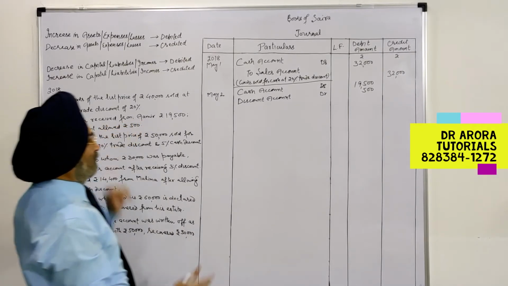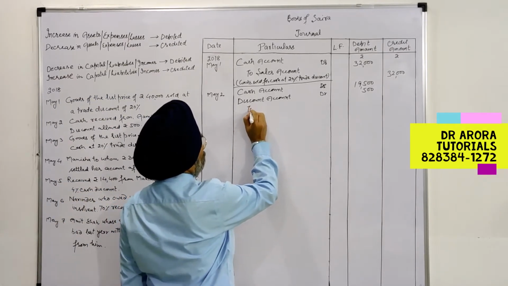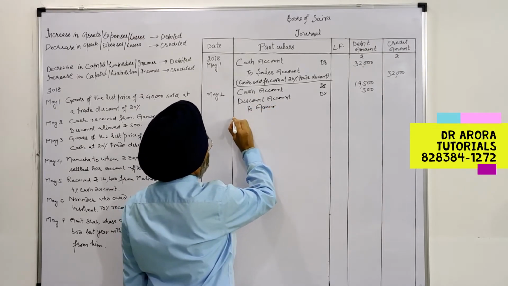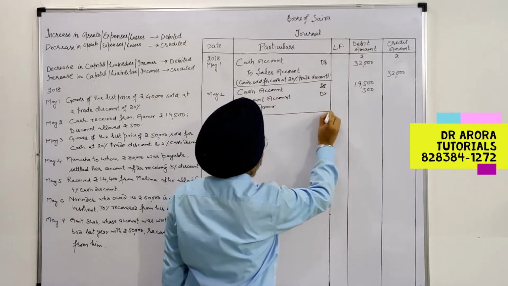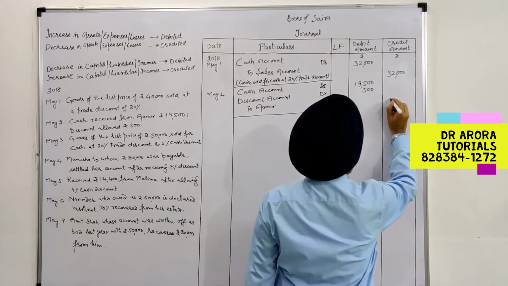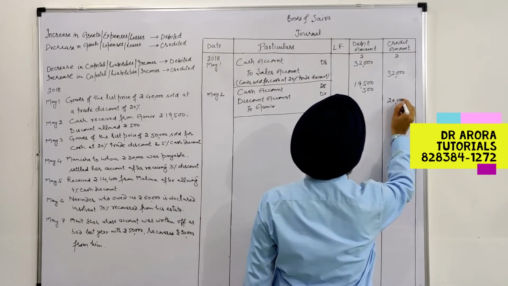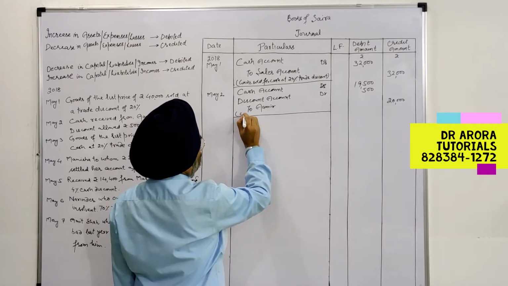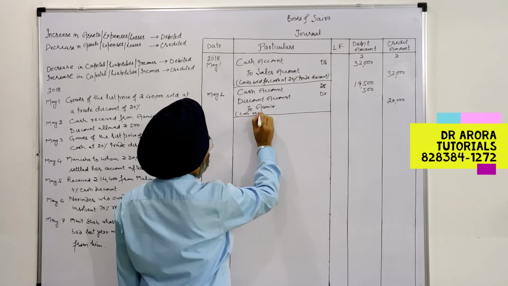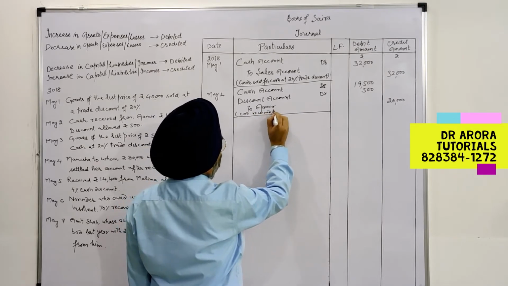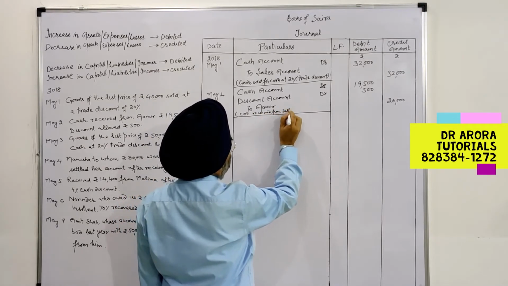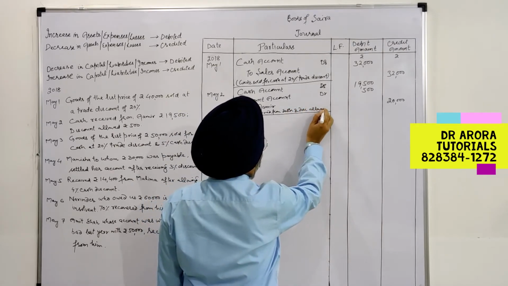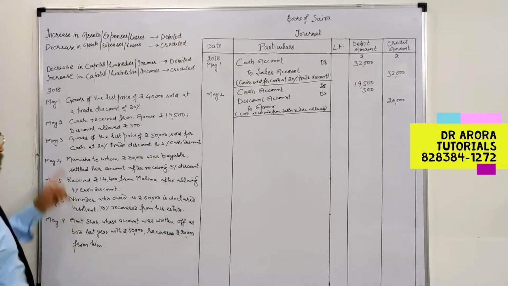And credit the giver, Amir is the giver. So to Amir, decrease in asset, debtor. Amir was a debtor. So there is a decrease in asset if you apply the modern rules. And if you apply the traditional rules, credit the giver. Cash received from debtor and discount allowed.